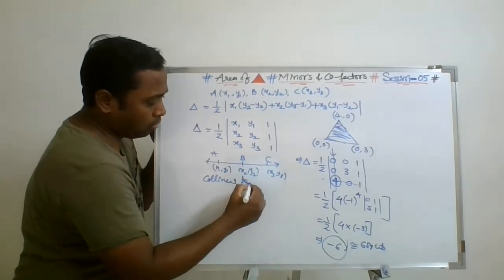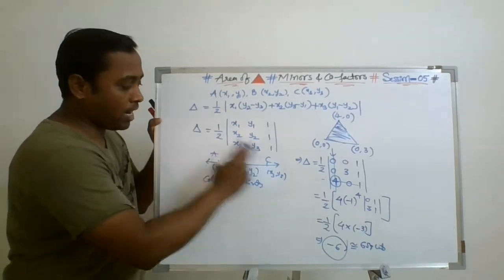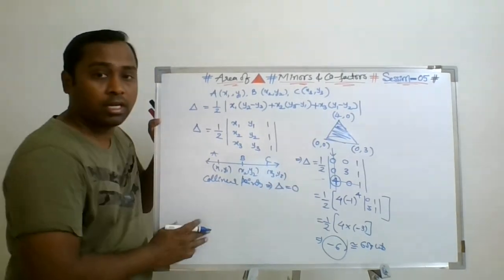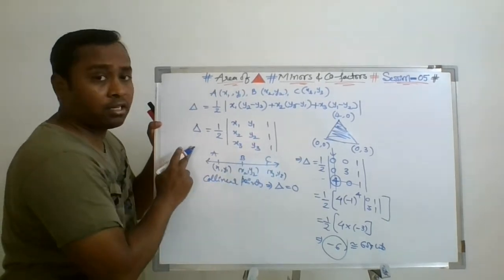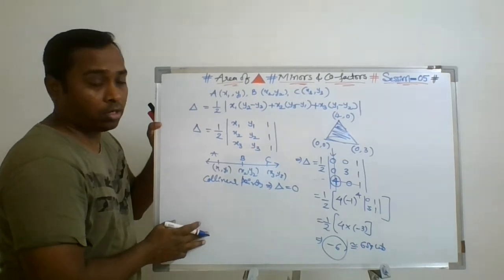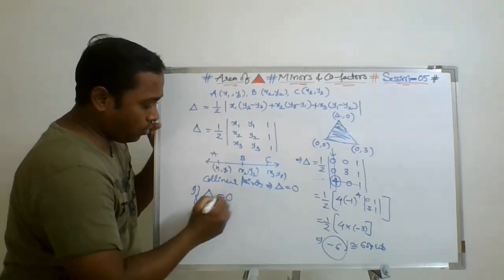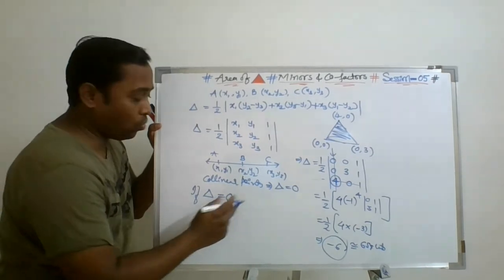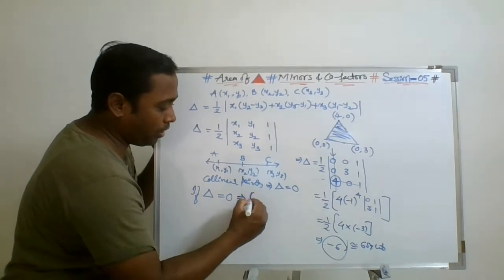So when the points are collinear, ultimately they are not forming any triangle here. If triangle is not there, which means that the area of triangle would be 0. So I can use this formula or this determinant to check whether the given 3 points are collinear or not. If I am getting delta equal to 0, means area of triangle formed by the given 3 points becomes 0, then I can say the points are collinear.